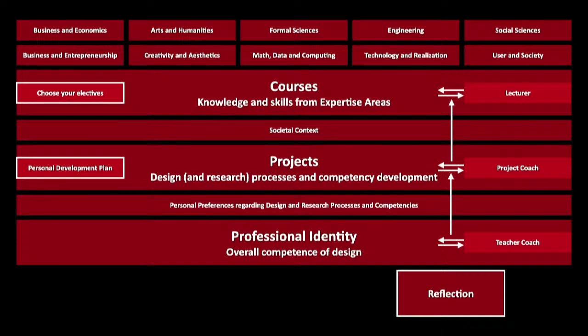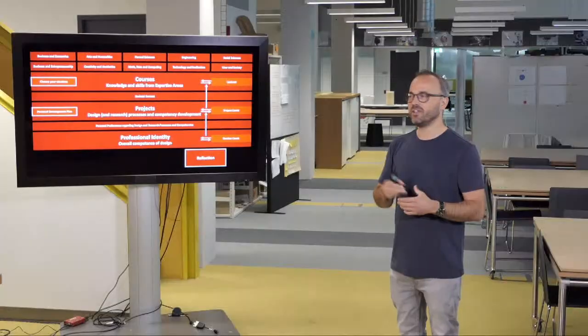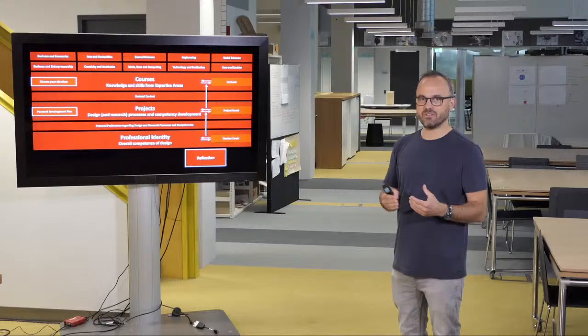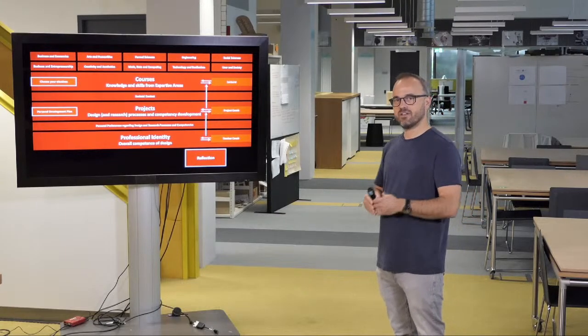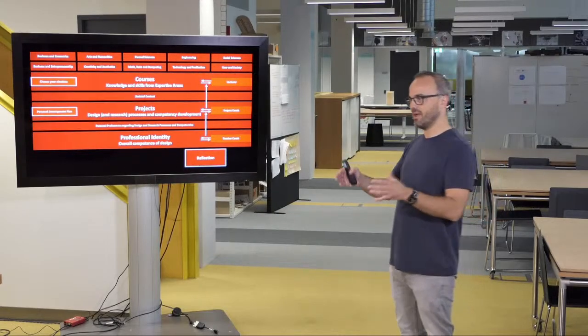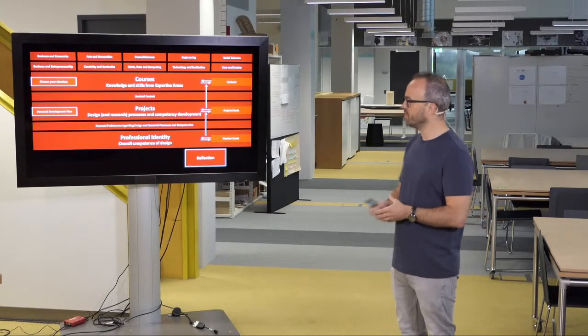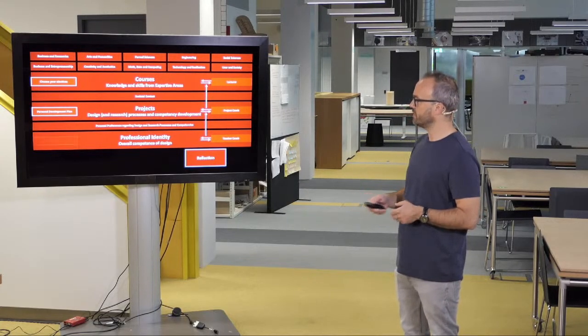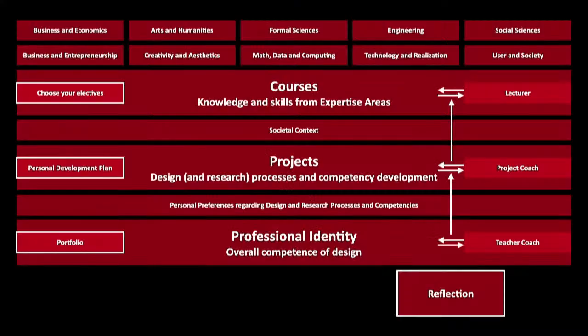In your projects, you can set learning goals, and these learning goals are defined in your personal development plan. And during the PIMV, or the Professional Identity and Vision Learning Line, you get more insights on how to develop such a personal development plan. But the personal development plan helps you set targets for the things that you want to learn in the context of projects, the things that you want to apply. So how can you apply your knowledge from the courses in your projects, or how can you develop new knowledge and skills? And finally, through all these activities, you develop a portfolio.